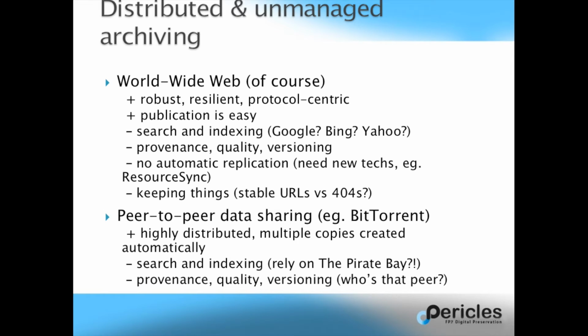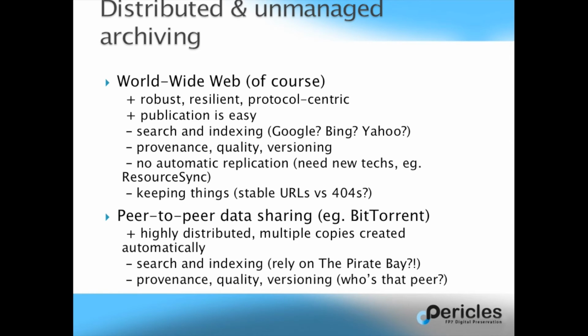The web is great for publishing things. You can replicate things on the web, but it doesn't happen automatically, and you need something else there. The web needs something else, and there are new technologies on the horizon. The ResourceSync protocol, for instance, might be a way to do that. And keep things stable, keeping things accessible, keeping URLs from vanishing and returning 404s. That's the main challenge, and that doesn't come for free. That requires people just to put in some work and keep the URLs from disappearing.